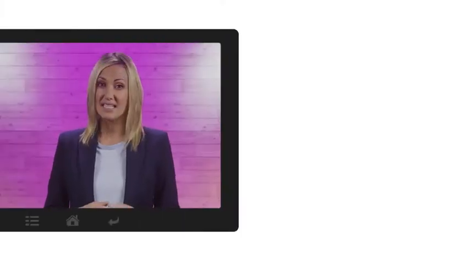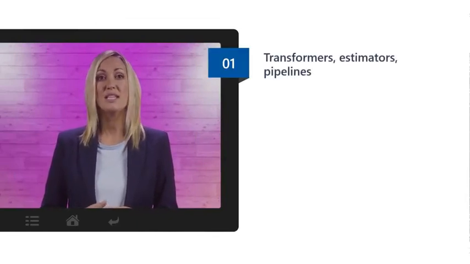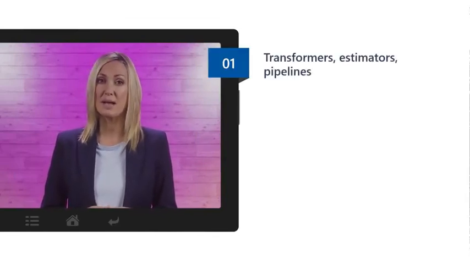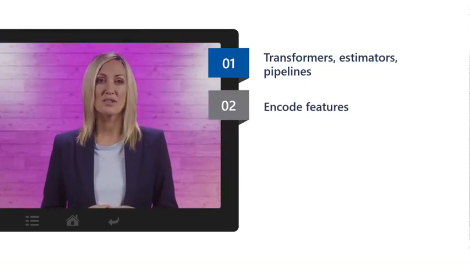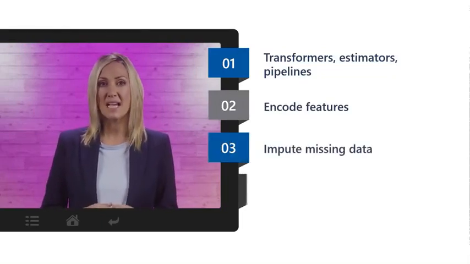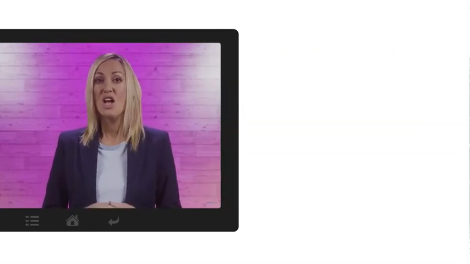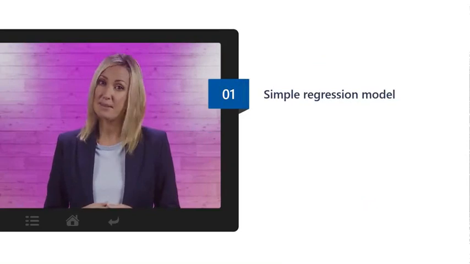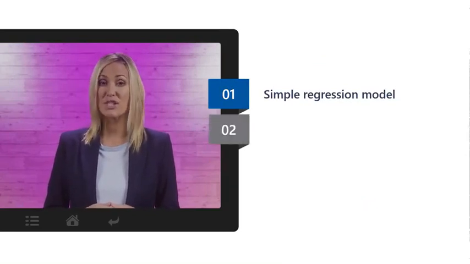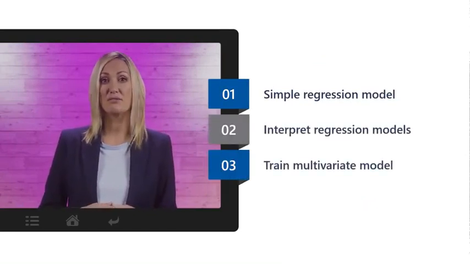In this lesson, you learned how to use PySpark's machine learning package to build featurization pipelines, train and interpret a simple regression model, and train a multivariate regression model. Now that you have concluded this lesson, you should know how to differentiate Spark transformers, estimators, and pipelines, one-hot encode categorical features, impute missing data, and combine different featurization stages into a pipeline. You also learned how to train a simple regression model, interpret regression models, and train a multivariate regression model.